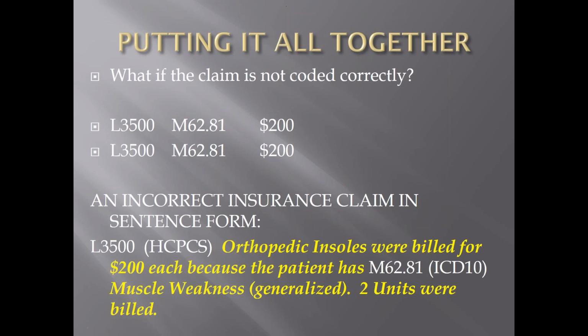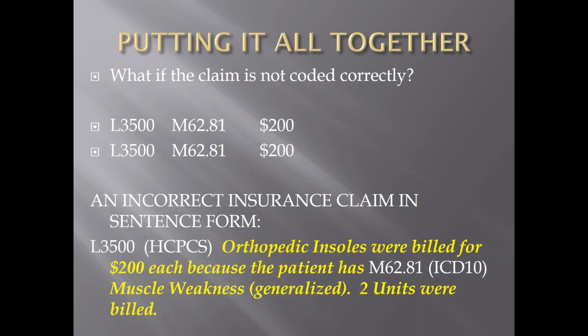But what if it's not coded correctly? What if they coded L3500 and then L3500 again, used the diagnosis code M62.81 and coded it for $200? So basically, in this case, they said that L3500, which is orthopedic insoles, were billed for $200 each because the patient has M62.81 muscle weakness. 2 units were billed.